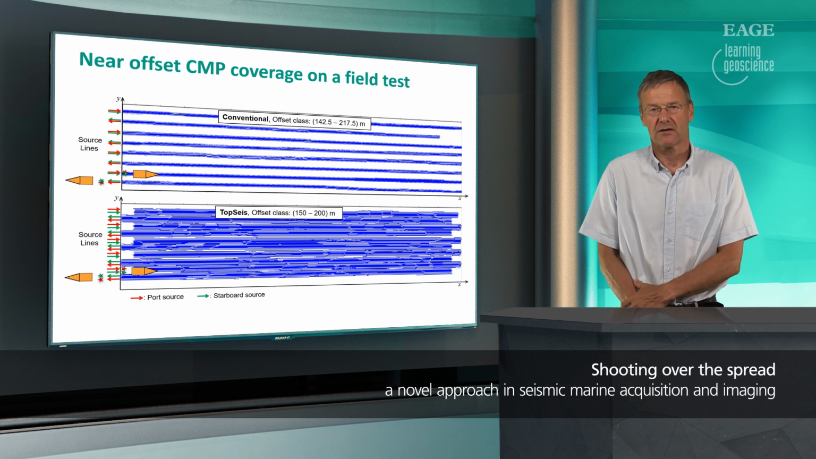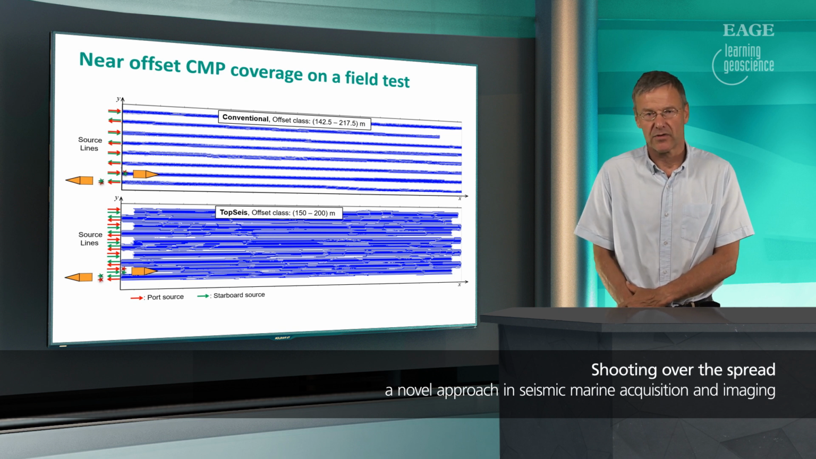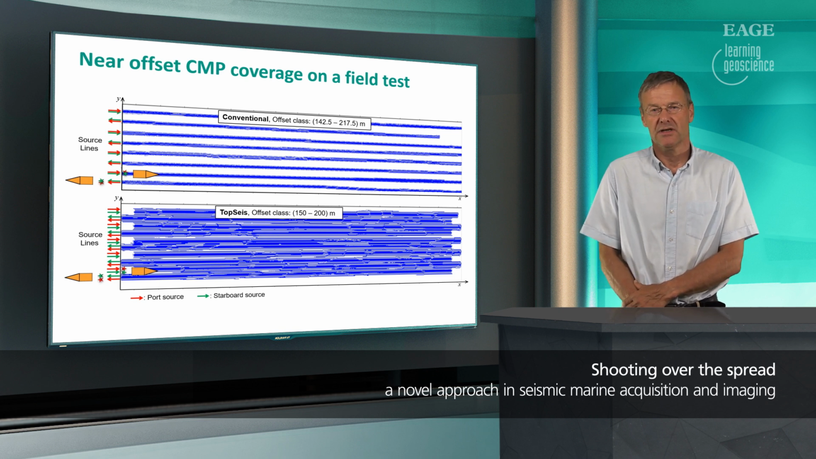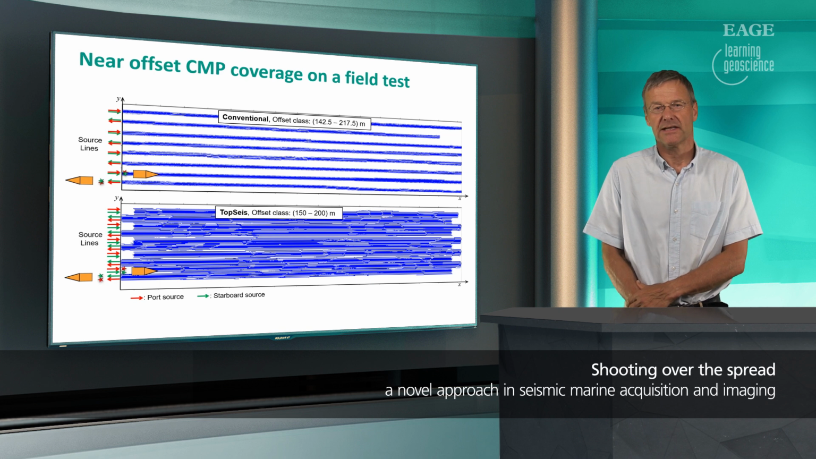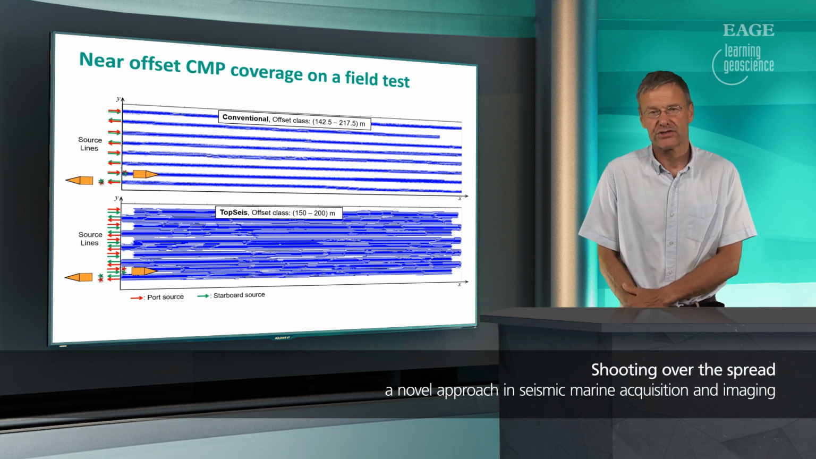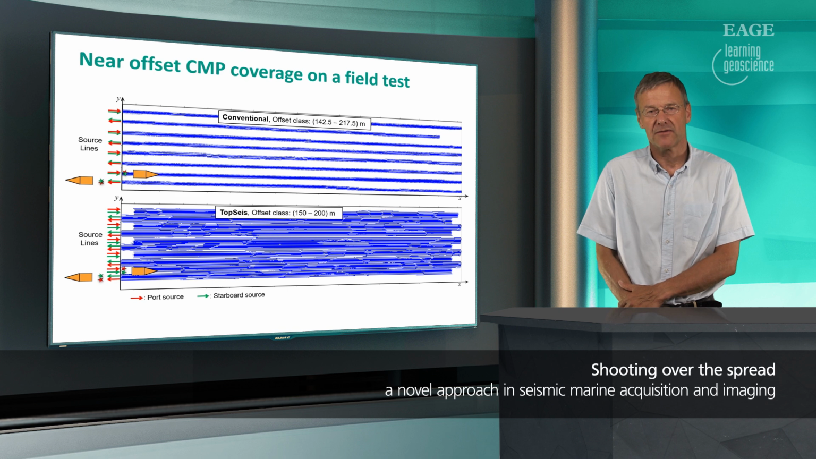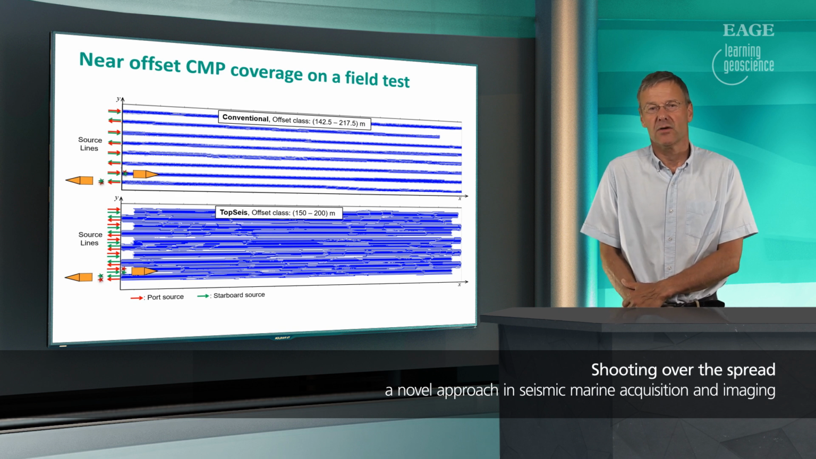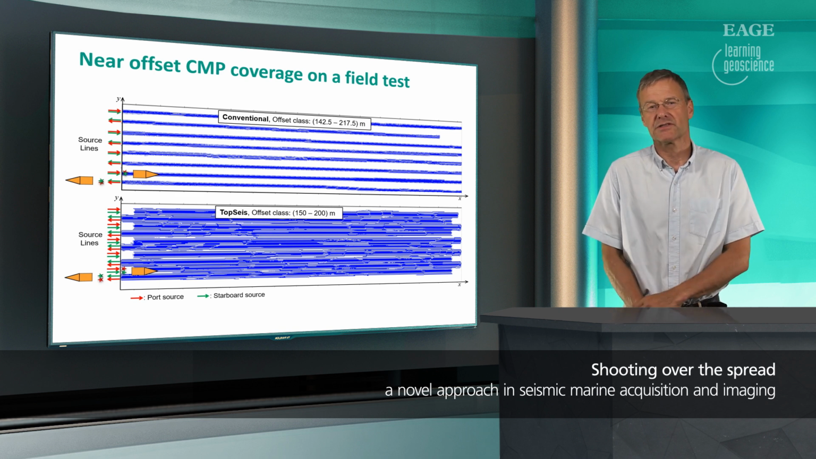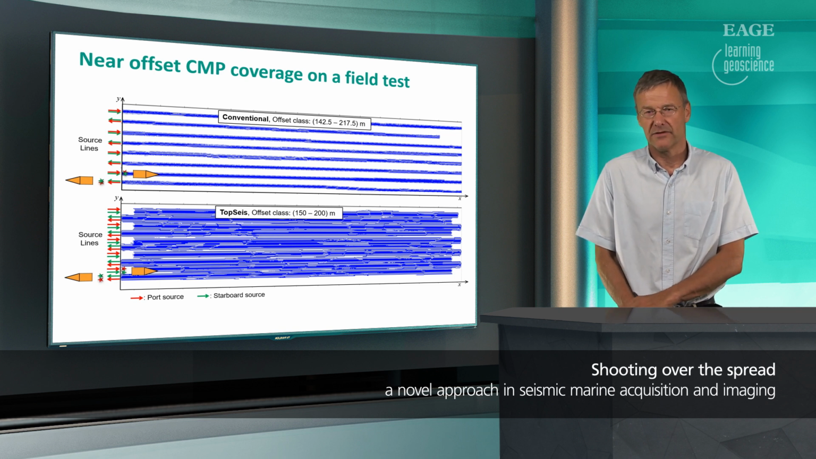On the top you see a conventional acquisition, and on the bottom you see the TopSeis acquisition, where the blue dots indicate midpoint positions or coverage. As you see, it's very difficult to build up an offset class on the conventional one with such a sparse acquisition or setup, whereas TopSeis has coverage everywhere.